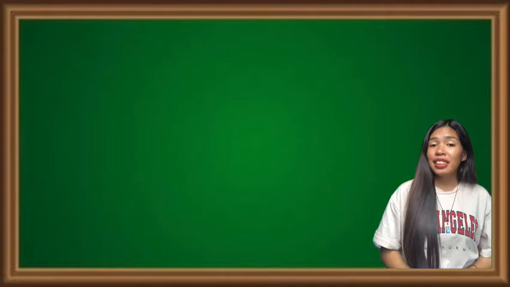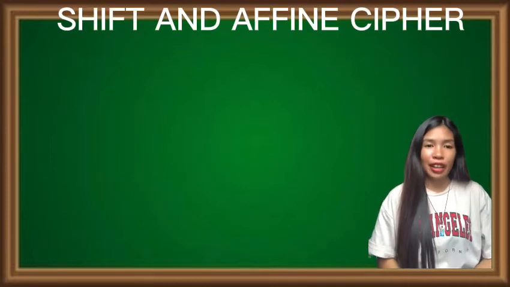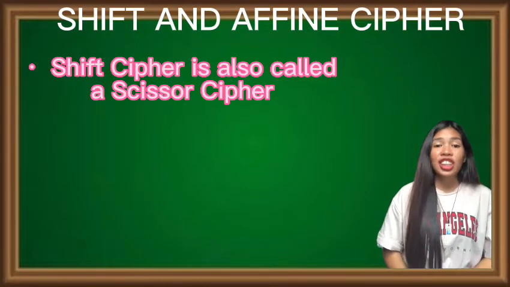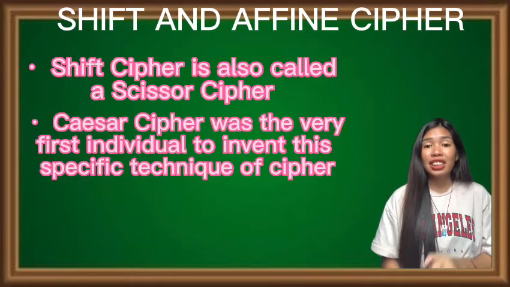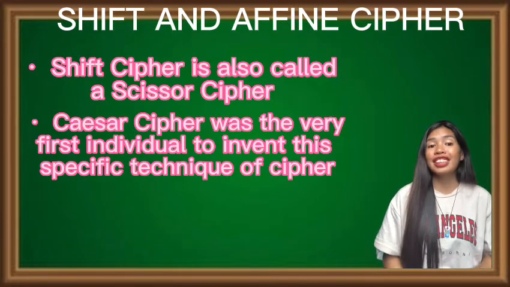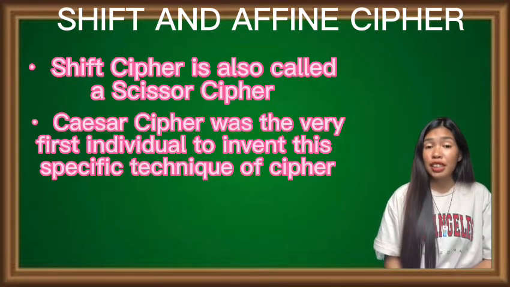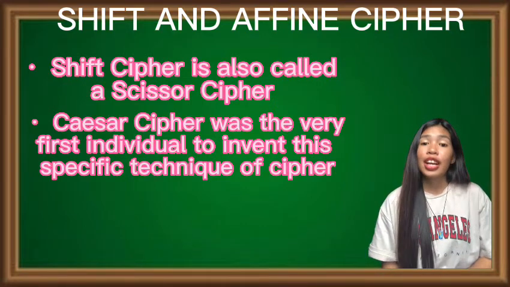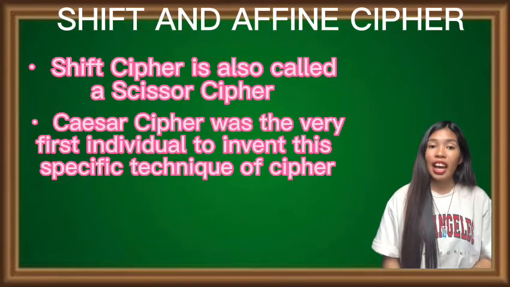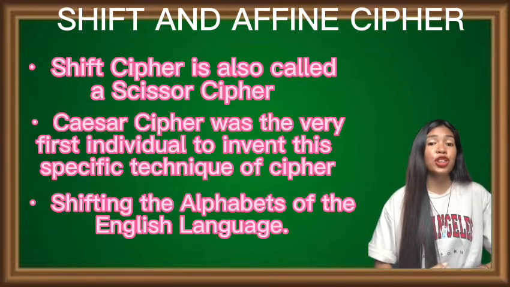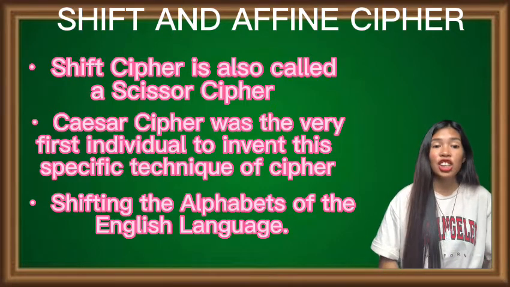Today, I will be explaining shift and affine cipher. So let us start. Shift cipher is also called a Caesar cipher. Caesar was the very first individual to invent this specific technique of cipher. Until now, we just looked at ciphers that deal with the alphabets, and this is all about shifting the alphabets of the English language.